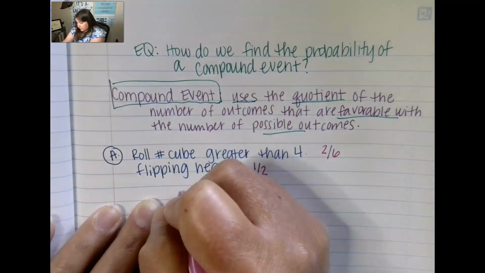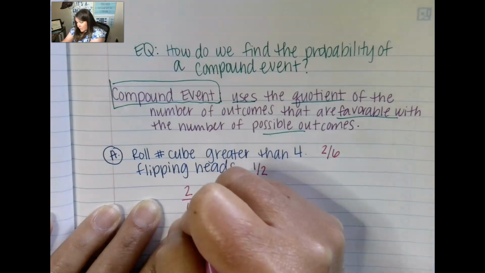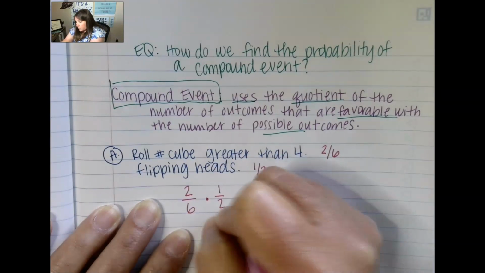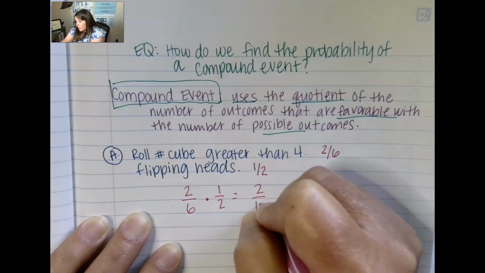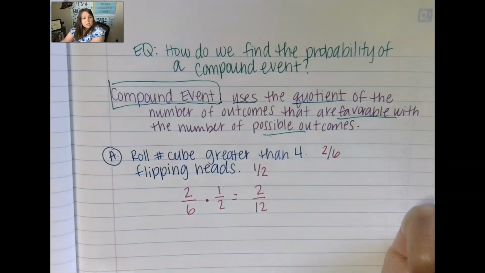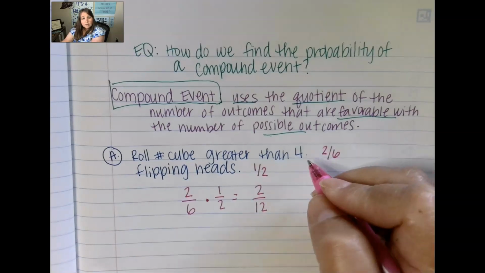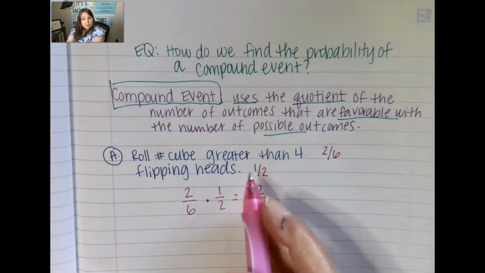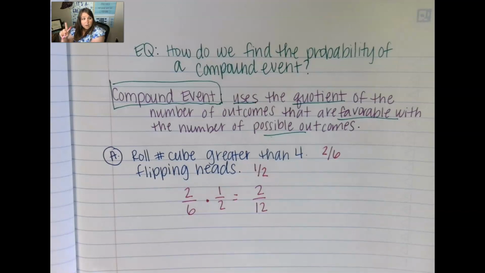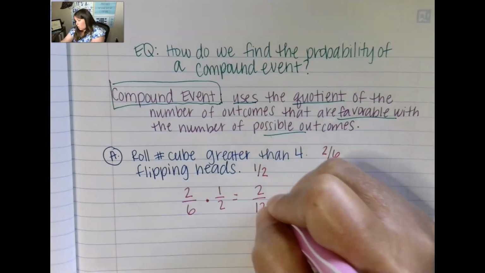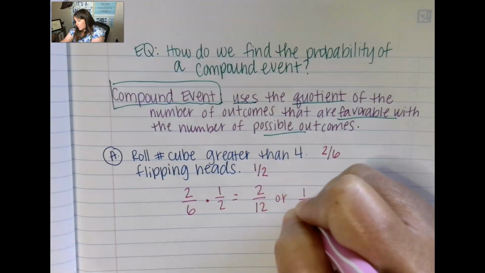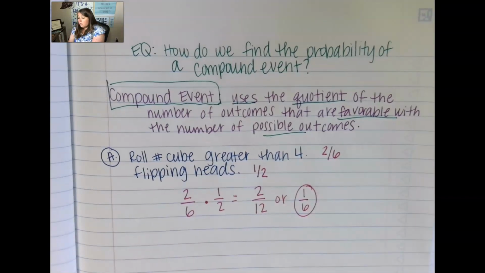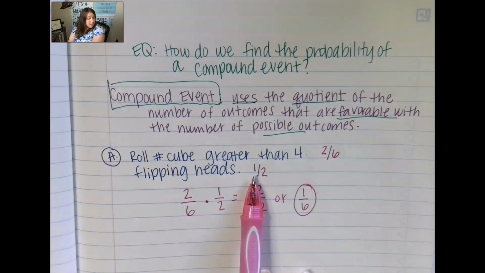So we're going to take this 2 out of 6 and multiply it by 1 over 2, and that's going to give us 2 out of 12. So there's a 2 out of 12 chance of rolling a number bigger than 4, so 5 and 6, and flipping heads, which there's only one way to flip heads. So when we multiply this, you get 2 out of 12, or 1 out of 6 chance of getting these events to happen.